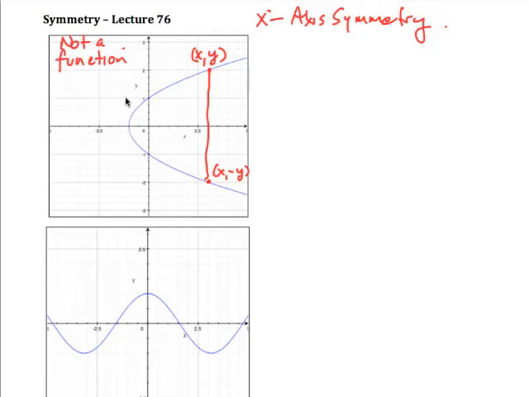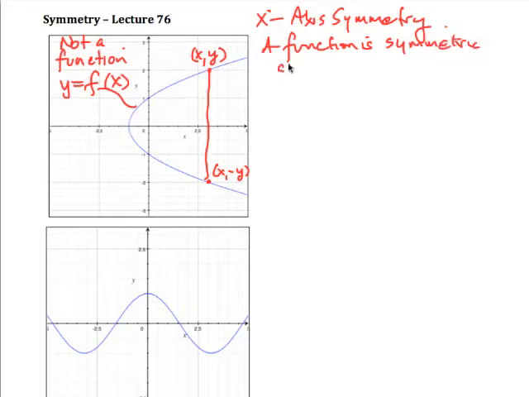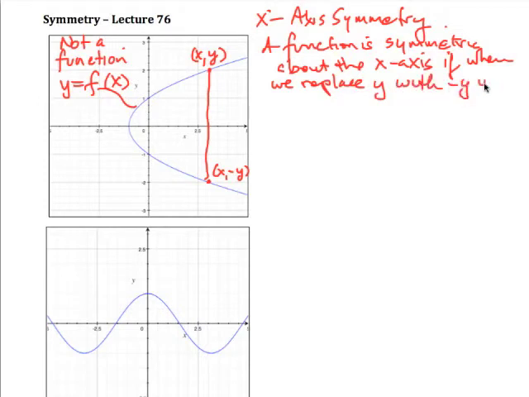So this is not a function, and so when we're dealing with y equals f of x, the way we actually determine this is to say that a function is symmetric about the x-axis if when we replace y with negative y, we obtain the same x value. Alright, so that's how we can actually test for it.